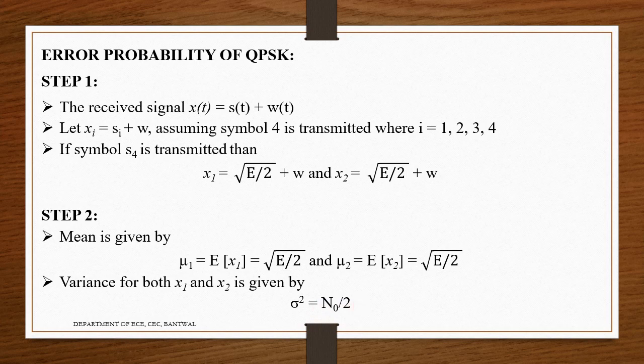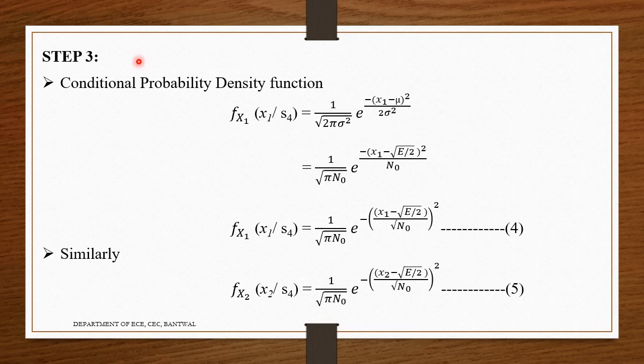So step 1 is done, step 2 is done. We have considered which signal has to be considered, and the values we have to consider for mu1 and mu2 here. Now the step 3, the conditional probability density function f of x given s4. Before, we used to consider either 0 or 1. Usually we consider it for one case, but here it is s4.